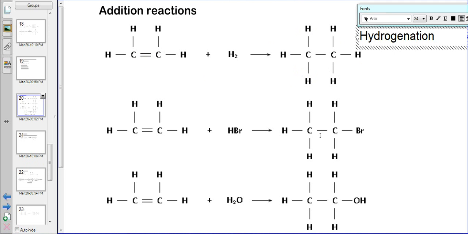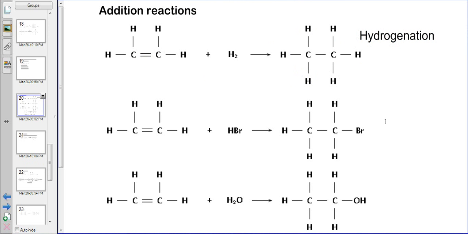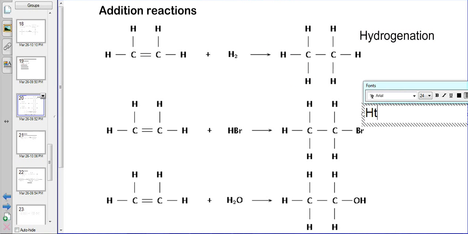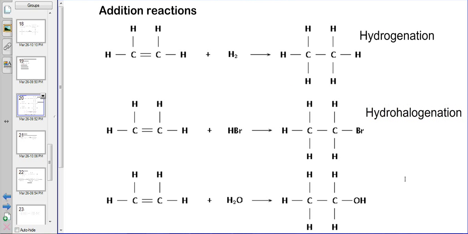If you look at the next example, again we have our alkene and HBr is added, and in this case we see that it again opens up, the hydrogen goes to one carbon and the bromine is added to the other carbon. Hydrogen is added and a halogen is added, so this reaction is called a hydrohalogenation reaction because of the addition of hydrogen as well as a halogen.